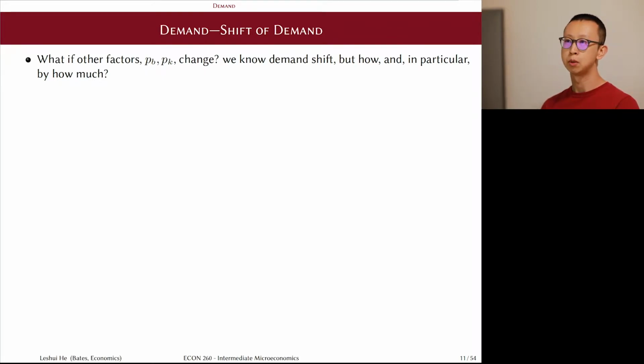Last time, through our example, we looked at a number of different factors in the demand function. For instance, the price of beef, the price of chicken, or the income level of the consumer. So how will these changes shift the demand curve?